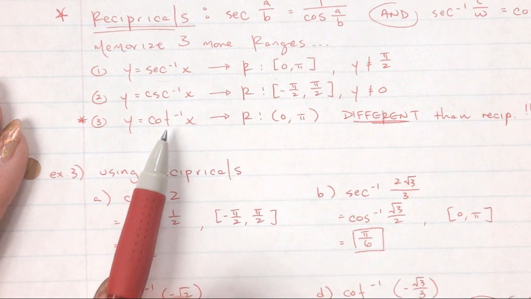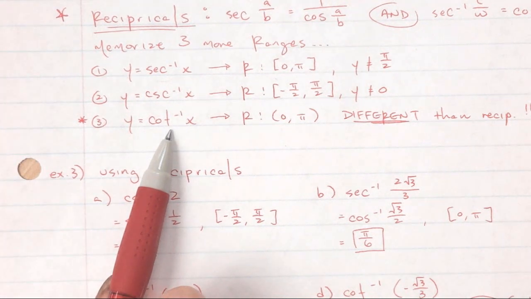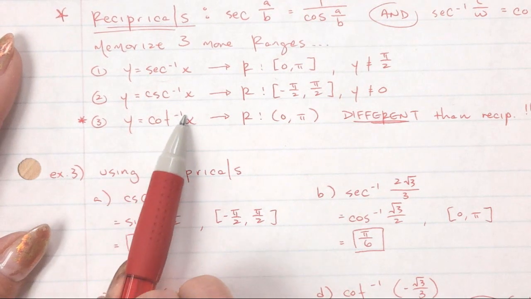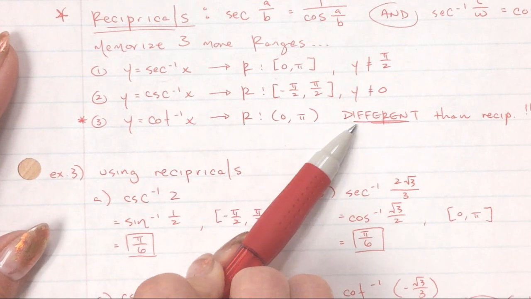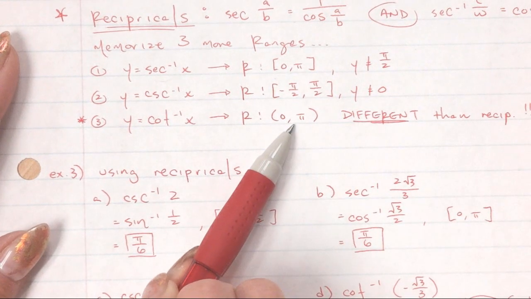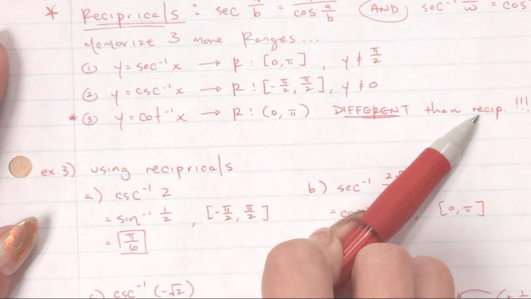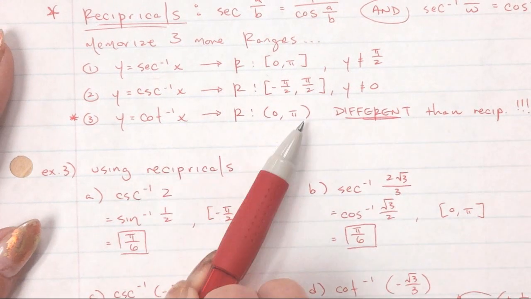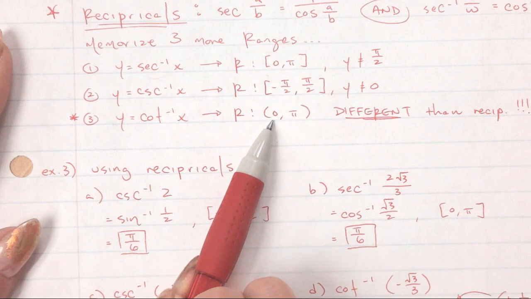Okay, the third one, that's the one that's tricky to remember. It's not tricky to remember, but it's tricky to remember that you have to use it. So cotangent inverse, the range is not the same as tangent inverse. So that's the only one that's different than its reciprocal. So the range for cotangent is from 0 to pi.